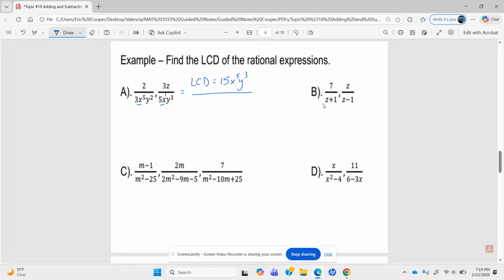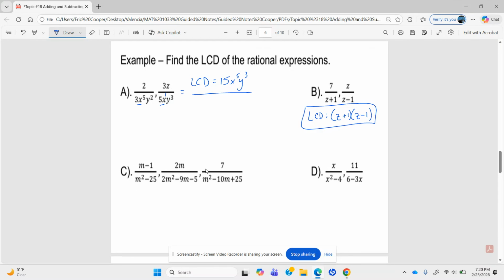For b, we notice they're both binomials. So we're going to have binomials as part of our LCD. One of the things we notice is these are not the same. This is z plus 1 and this is z minus 1. So both of these need to be in my LCD. So my LCD would include both z plus 1 and z minus 1.